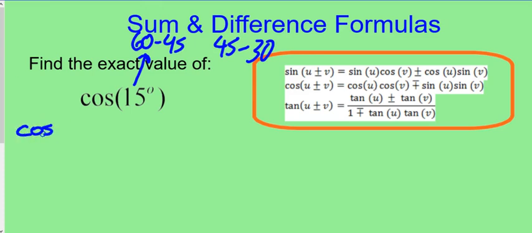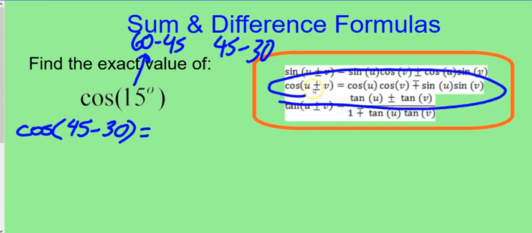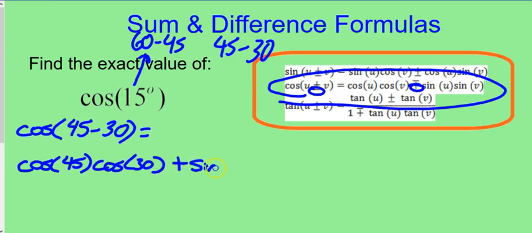So cosine of 15, let's do 45 and 30, is cosine of 45 minus 30. So we're going to use the cosine formula. We are subtracting our two angles, which means we are going to add in the middle. So now we're just plugging it into the formula. So cosine of 45 degrees, cosine of 30 degrees, plus sine of 45 degrees, sine of 30 degrees.